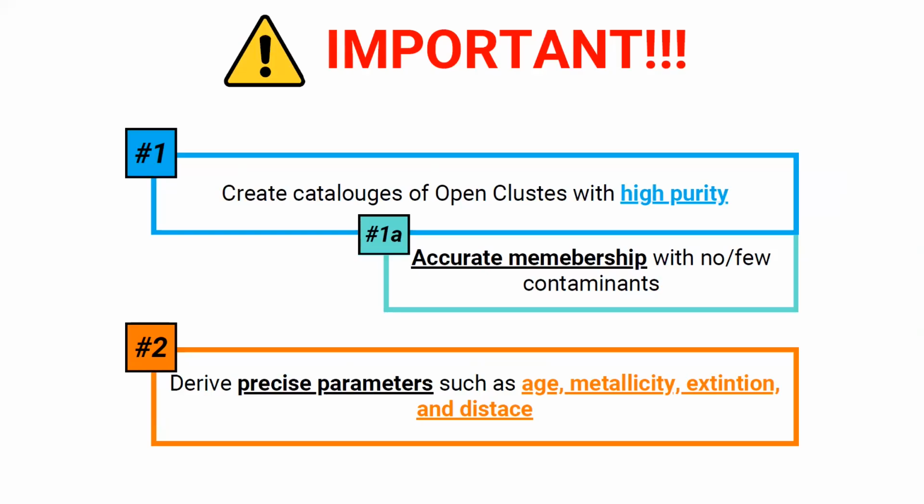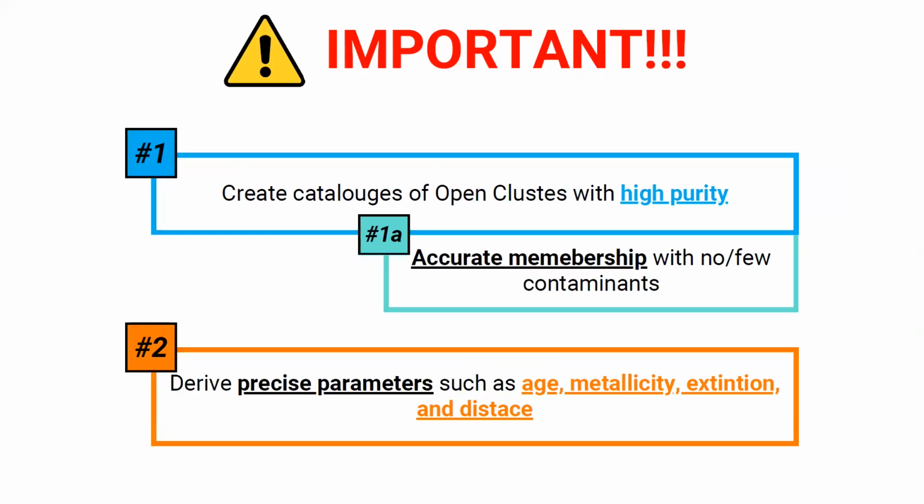You need for sure to have accurate membership, so you do not want to have in your cluster stars that do not belong to it, or fewer stars than the ones that should belong to the cluster. If you think, for example, of tidal tails studies.